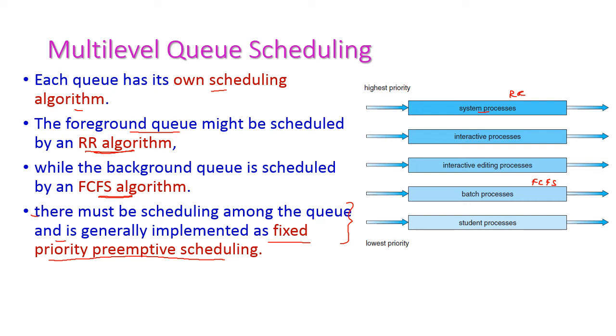For example, suppose the CPU wants to execute one of the processes. The priority is assigned to all the different scheduling queues, and the CPU will give first priority only to this particular queue. If there is no process in the system process queue, then only the interactive process will be assigned for execution. If there are no processes in the system process and interactive process queues, then only the interactive editing process has a chance to execute on the CPU. So that is why they assign priority to all the queues.